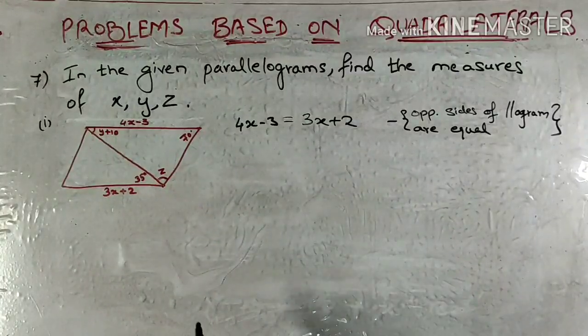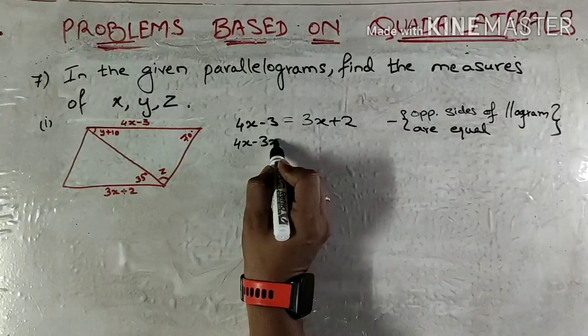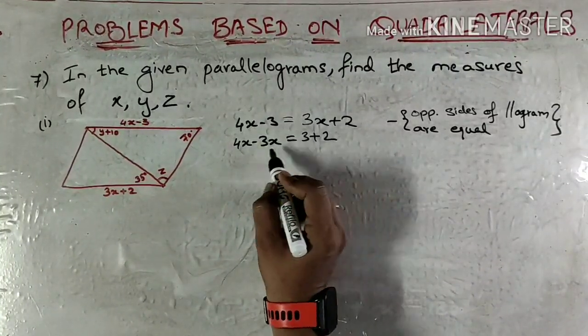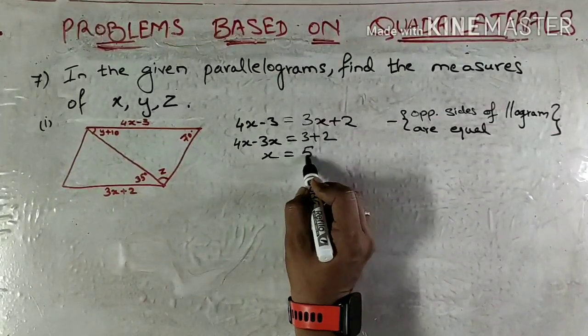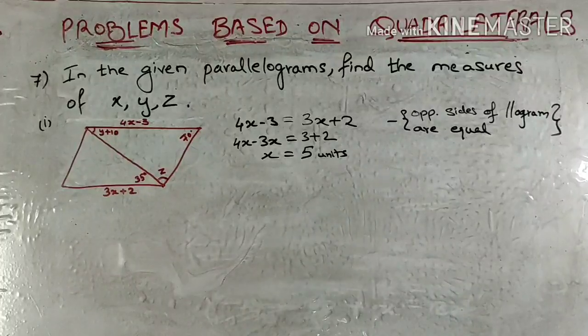So let's solve this. Bring all the x terms on one side, non-x terms on the other. x is equal to 5 units. So the value of x is 5 units. Now let's move to the next variable.